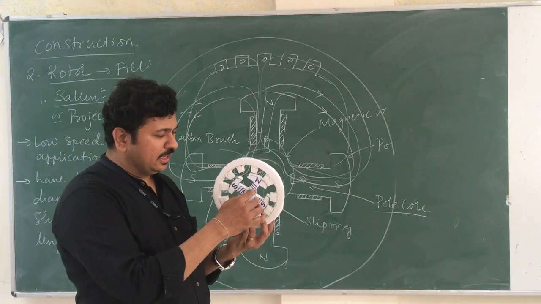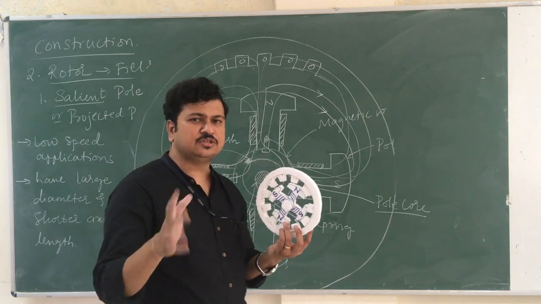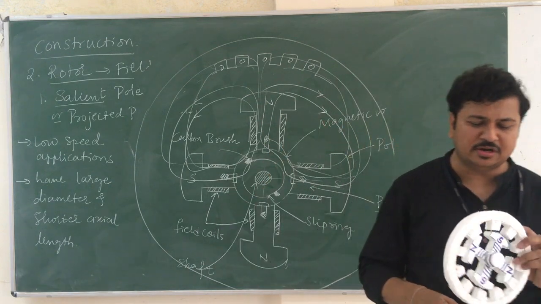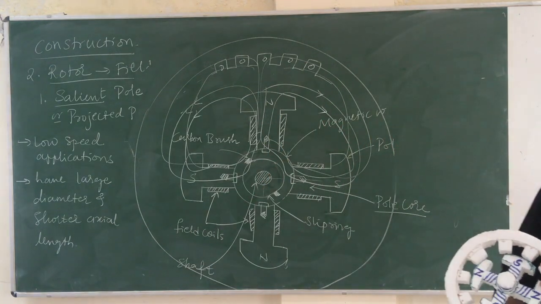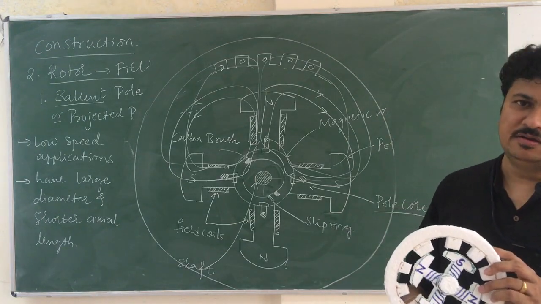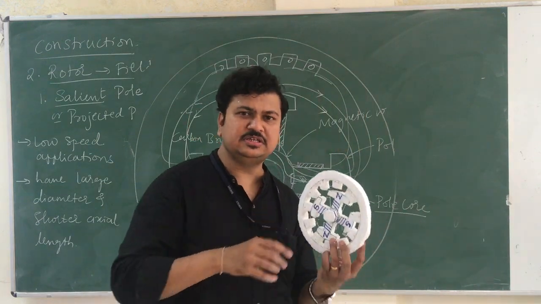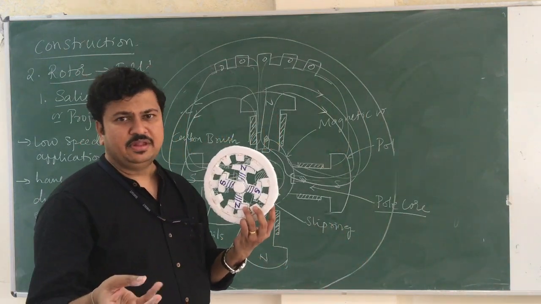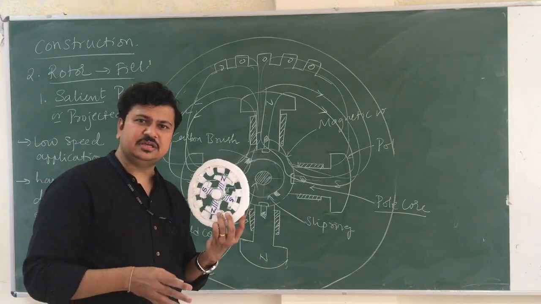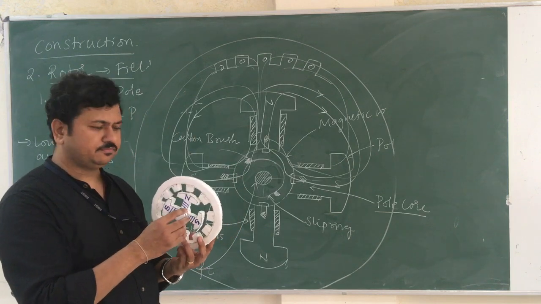Now I give mechanical energy in the form of rotation, and rotation can be obtained from many sources. In the very first few classes I explained the different sources of potential energy through which I can generate electrical energy. Suppose a hydroelectric station or a thermal station is there, so I can use water, steam, or tidal energy. There are many ways to get the rotation. I can use wind energy.